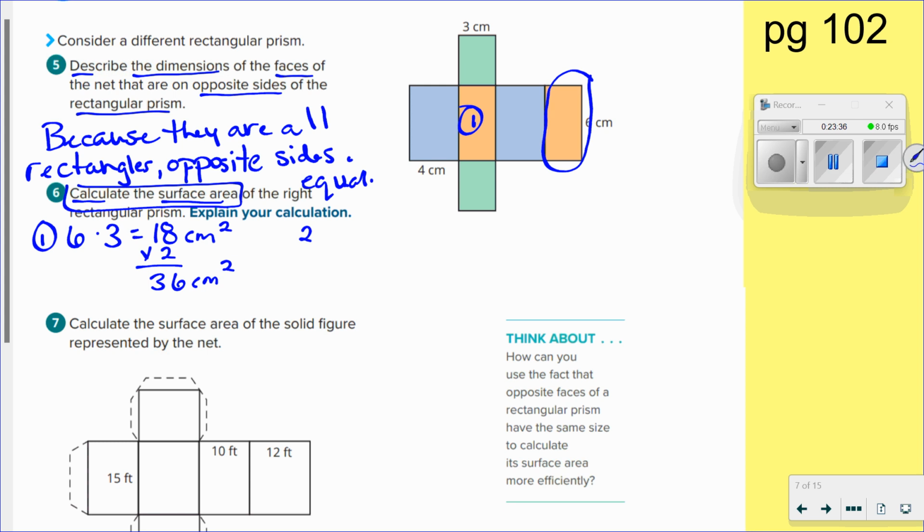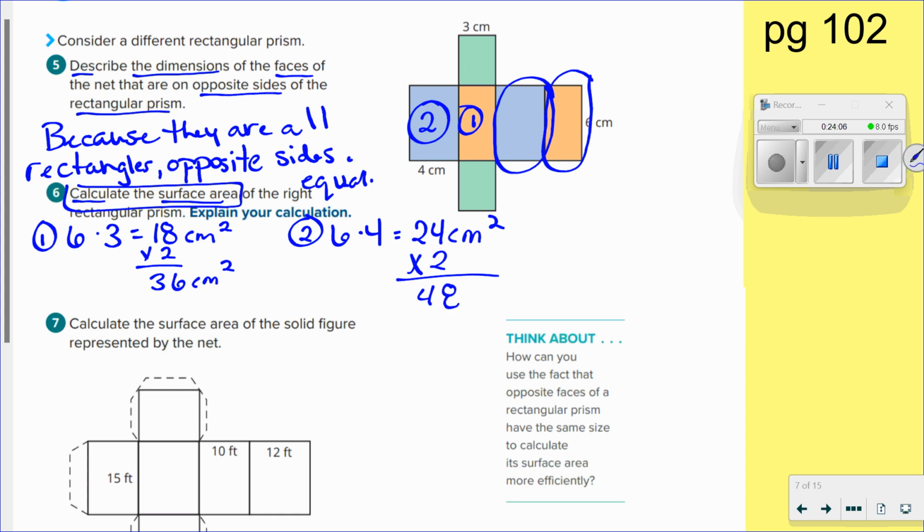Okay, so let's go to rectangle 2. What is my length? 6. And what is my width? 4. So that is 24 centimeters squared. I have 2 of them because the top and the bottom and the front and the back of the rectangular prism are going to be the same. Remember, we talked about opposite sides are equal, yes? So there are 2 of them. So that is 48 centimeters squared.